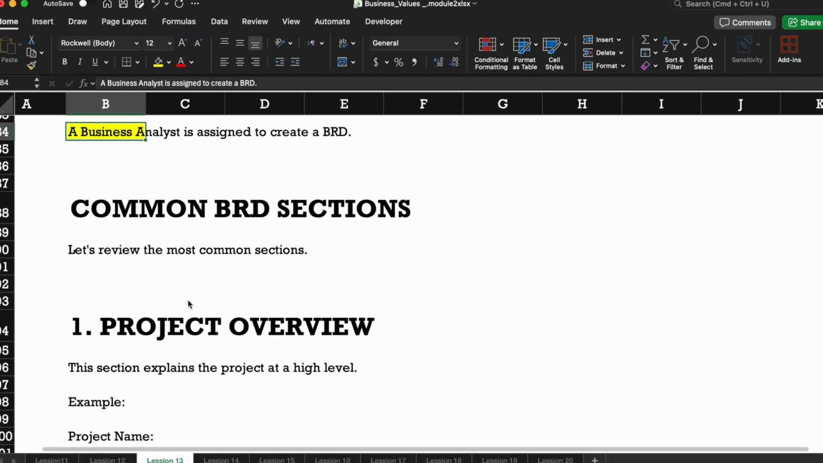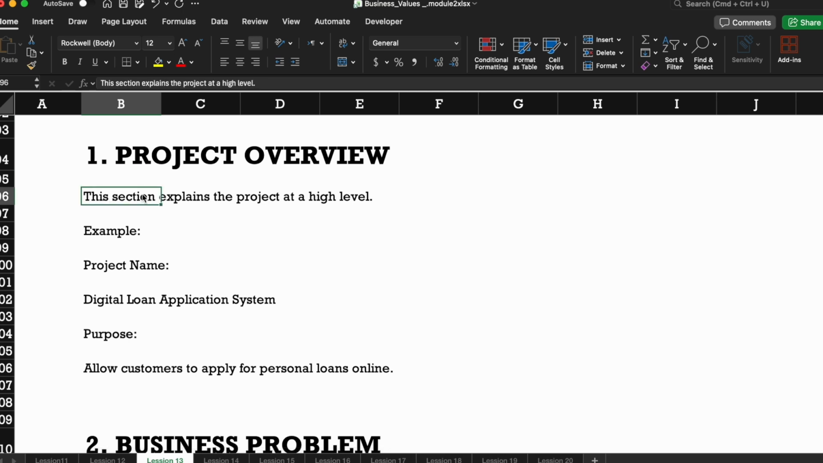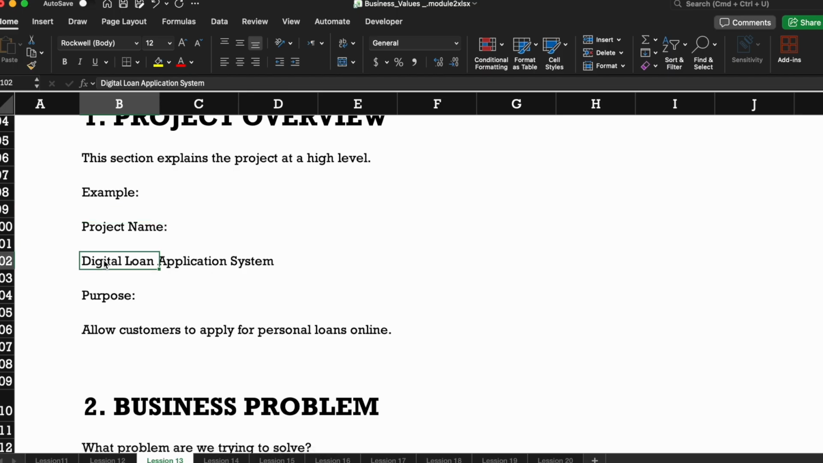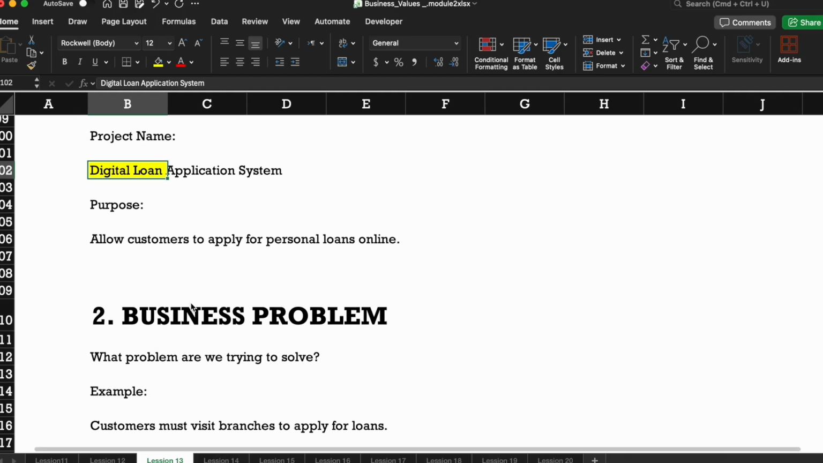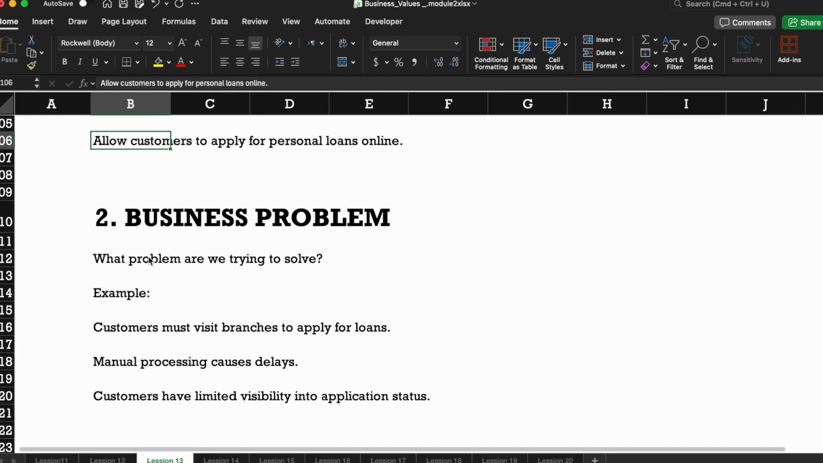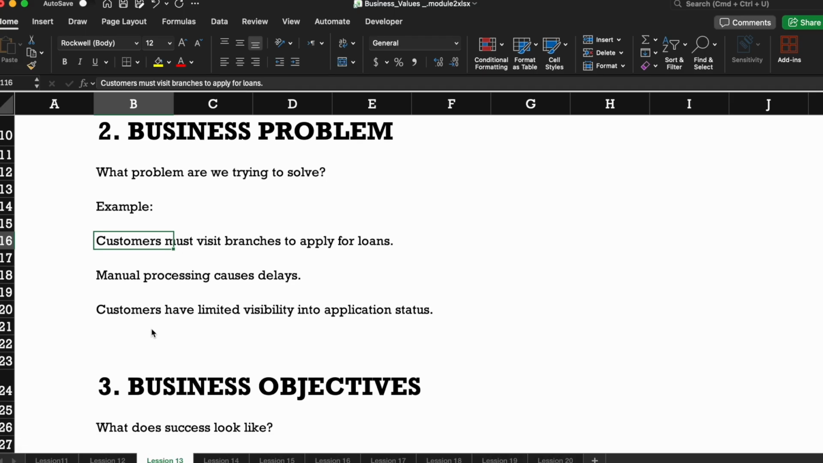Common BRD sections. Let's review the most common sections. Project overview: this section explains the project at a high level. For example, project name: digital loan application system. Purpose: allow customers to apply for a personal loan online. Business problem: what problem are we trying to solve here? Example: customers must visit a branch to apply for a loan. Manual processing causes delays. Customers have limited visibility into application status. So these are the problems we are trying to address.